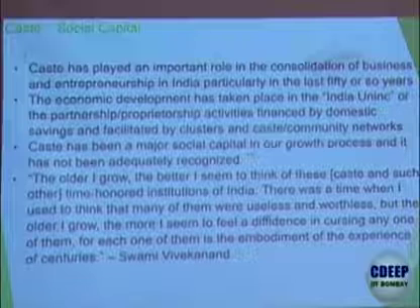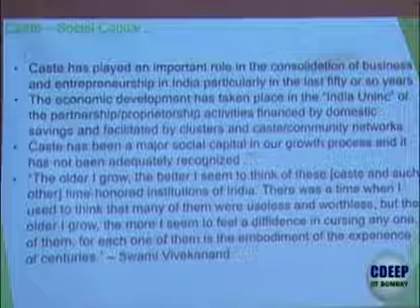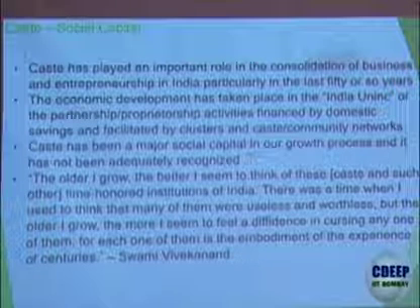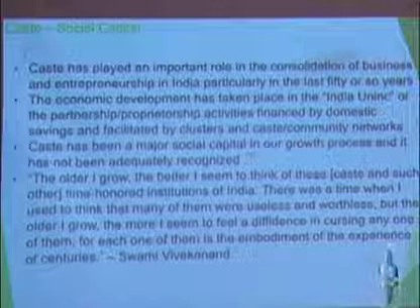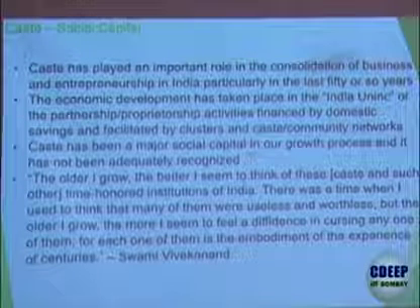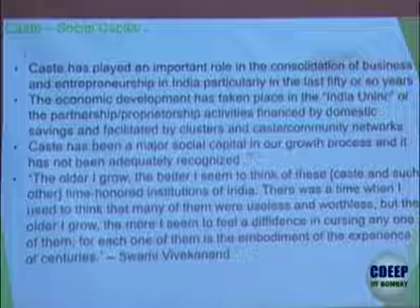Now, caste as a social capital. So caste has played a significant role in the contribution to business in India, particularly in the last 50 years or so. And the economic development has taken place through partnership and proprietary activities as well. It has also played a major role in our growth process, and it has not been adequately recognized.